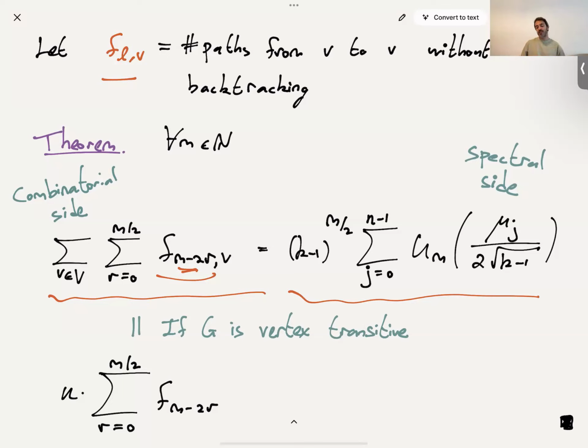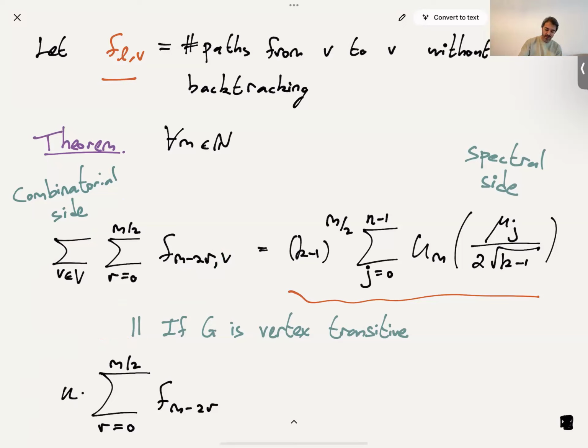In particular, when G is vertex transitive, you can clean it up a little bit, and G is vertex transitive when you consider Cayley graphs. So for Cayley graphs, or generally vertex transitive graphs, you can write the left-hand side like that, because for such graphs there is no dependence on V. So instead of summing over V, you can multiply by N, and also remove the V from the subscript.